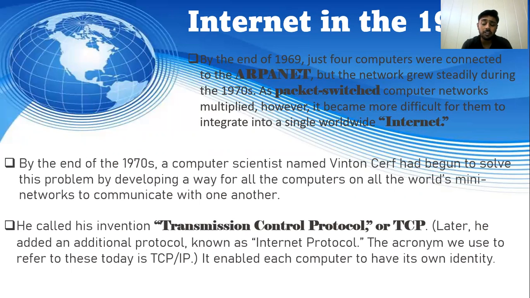But in the 70s, they were still not able to figure out how to evolve the internet. There was a time when they hadn't got any idea. But there was a scientist whose name was Vint Cerf. In the end of the 70s, he was able to solve that problem by connecting all the computers with one another.